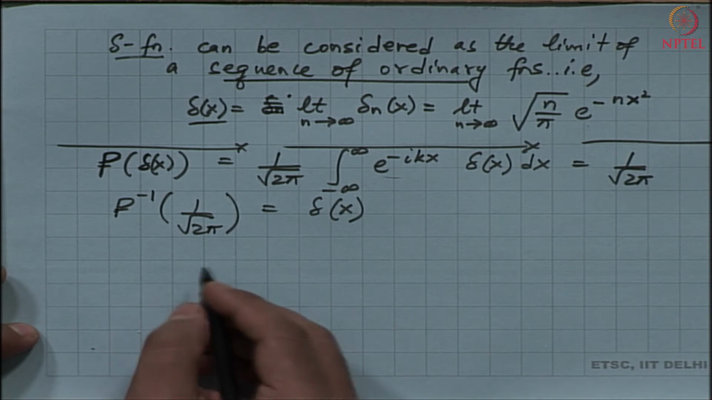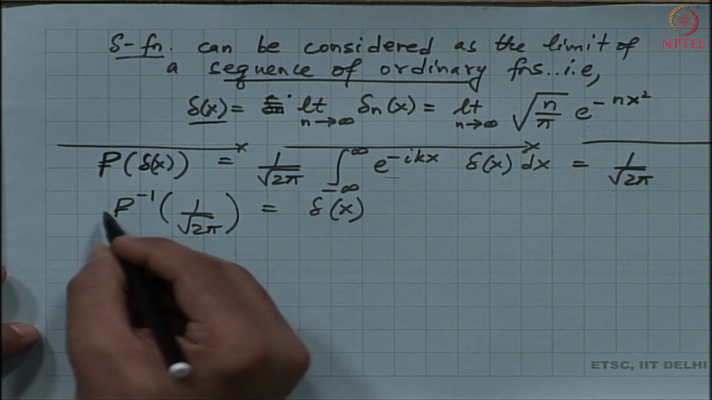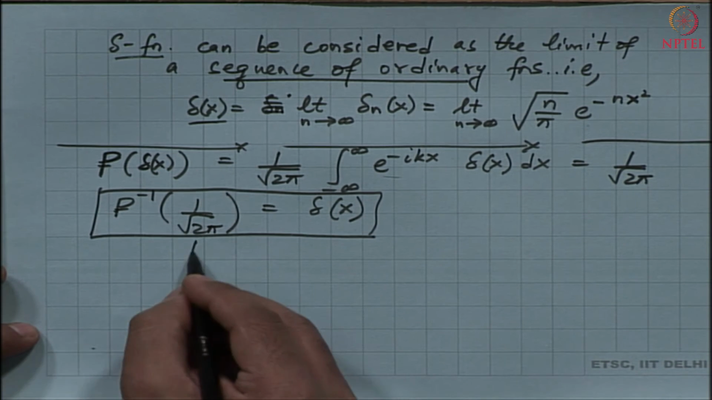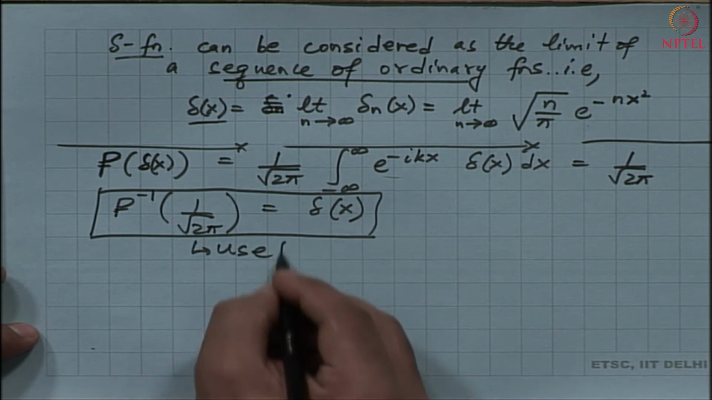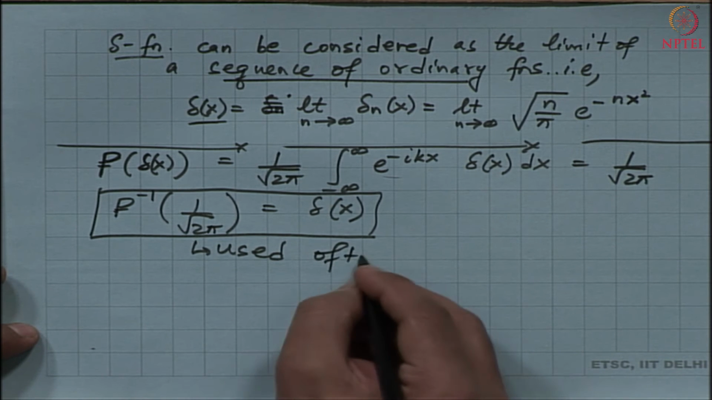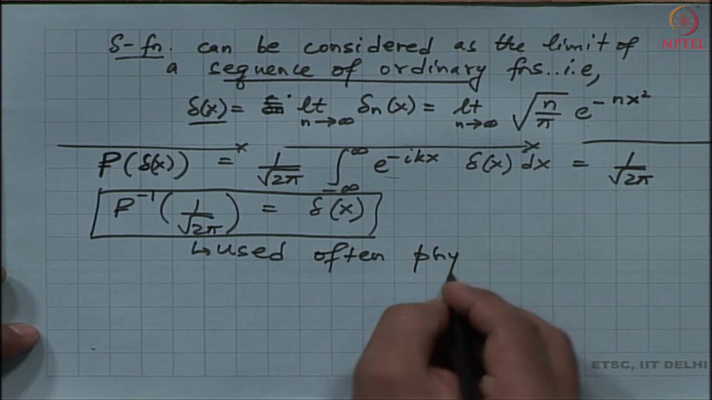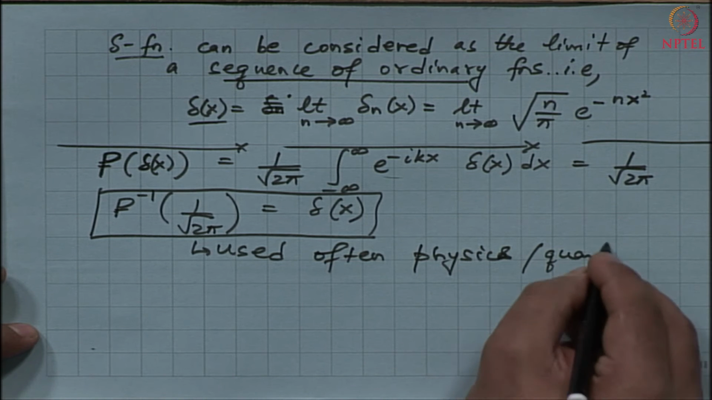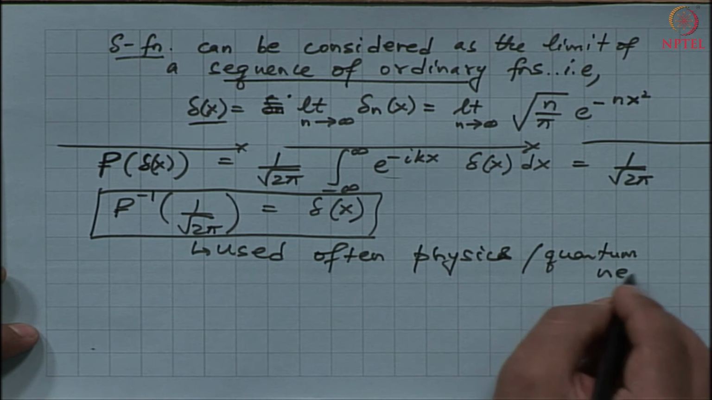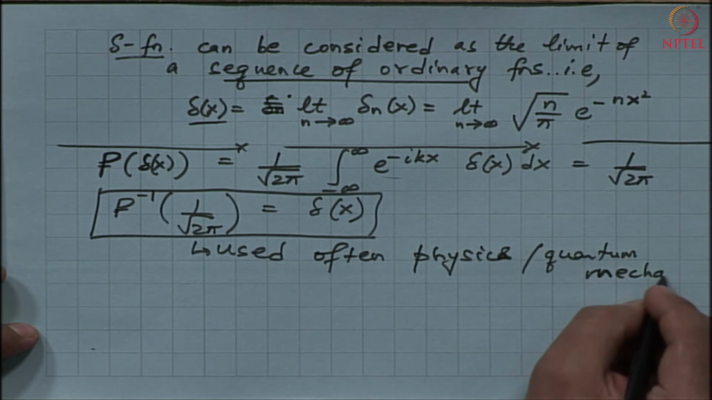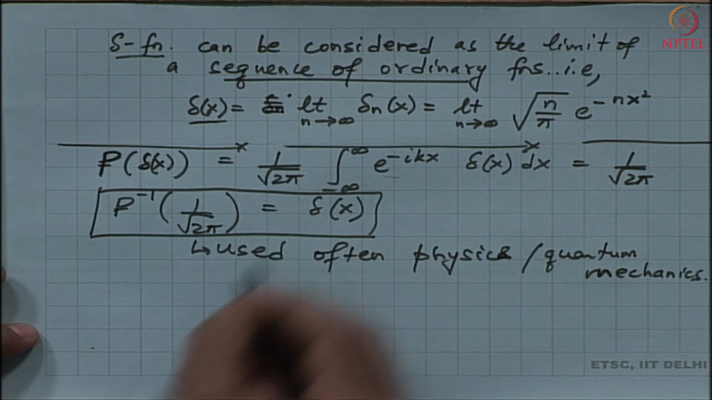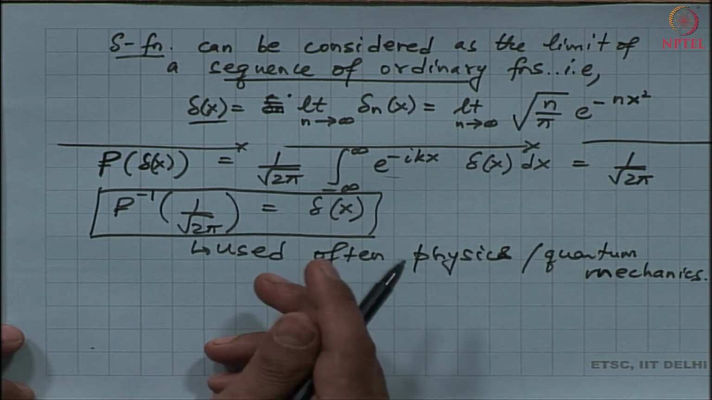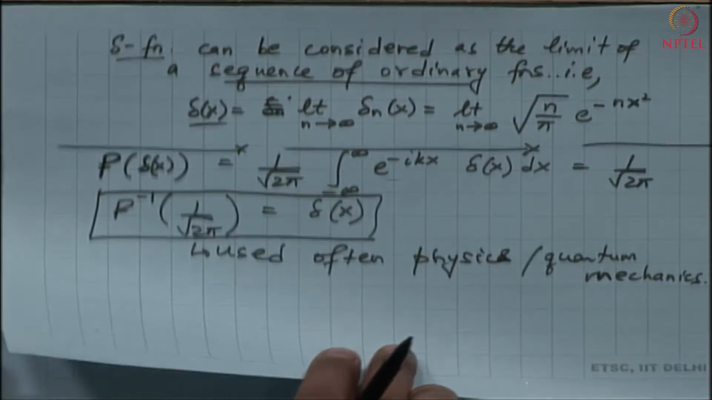Okay. So, why I am denoting this is because this particular definition is used often in physics or quantum mechanics, the definition of the delta function as an inverse of the Fourier transform. Okay. So, let us move ahead.